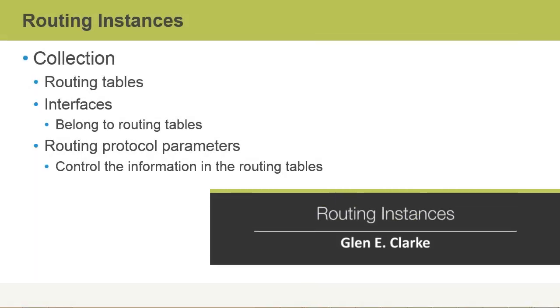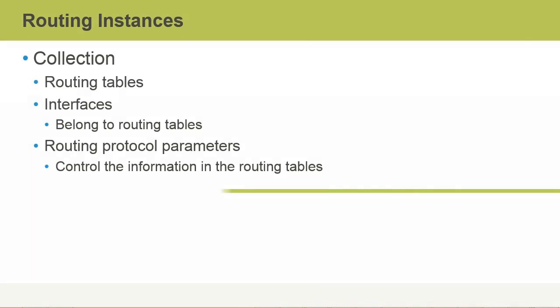In this demonstration, we'll introduce you to the concept of routing instances. A routing instance is a collection of routing tables, interfaces, and routing protocol parameters that are all grouped together to provide functionality to the device. The interfaces belong to the routing tables, while the actual routing protocol parameters are designed to control what information is populated into the routing tables themselves.